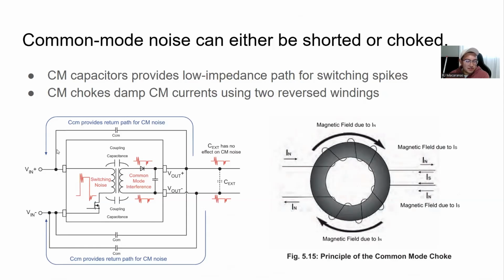And these common mode capacitors are just providing a low impedance path for switching spikes. For example, in this isolated topology here, we've got a transformer, so we couple the input line to the output line with this capacitor, thereby providing a low impedance path for these high frequency spikes. One thing to note is that if there are strict isolation requirements, sometimes you won't see these common mode capacitors, because that does allow some energy to leak from the input to the output, which can be undesirable for strict isolation requirements.